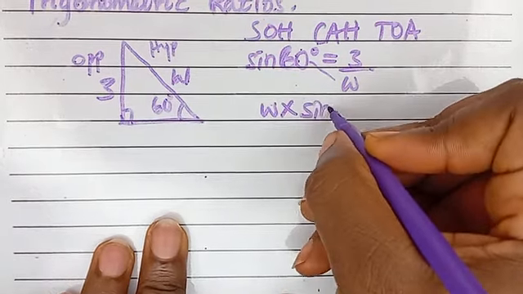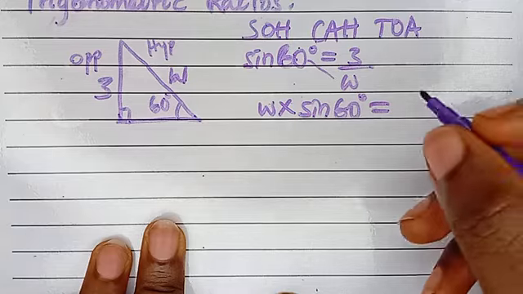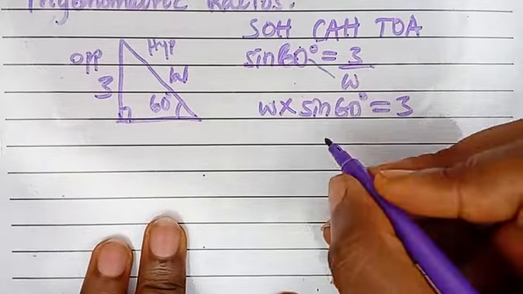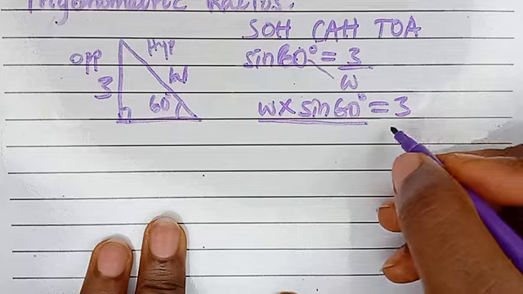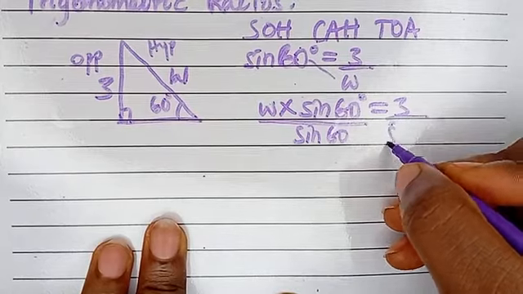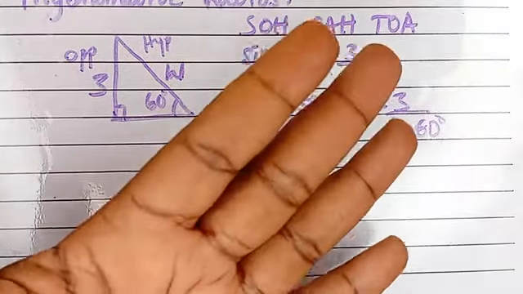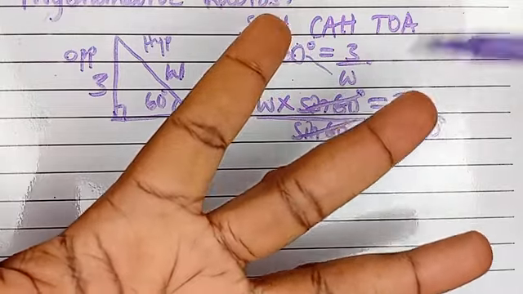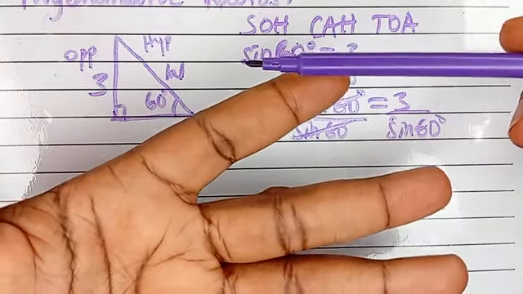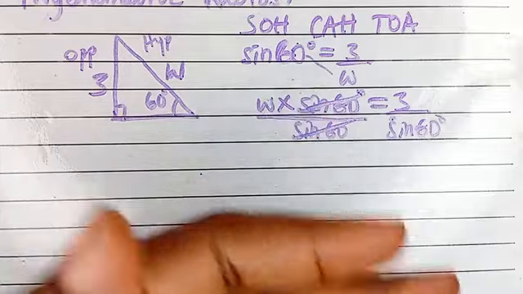When we cross multiply, we find that W times sine 60 is equal to 3. We are dividing both sides by sine 60 so that W is left alone. It goes away on this side. Now remember our palm, sine 60. So this is angle 60, the pointing finger. Sine 60 is equal to the root of the number of fingers below, that is root 3 over 2.